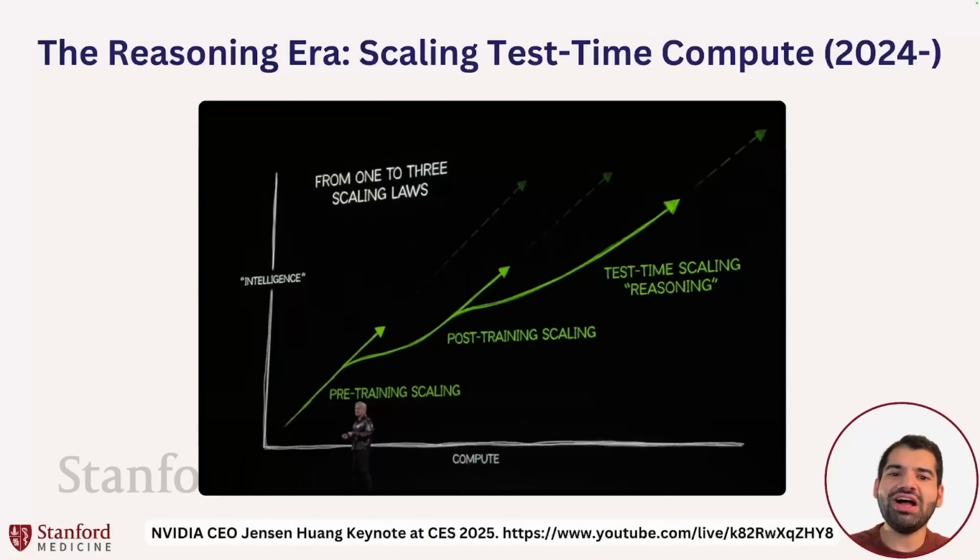So far, we've discussed how LLMs are trained until around September 2024, when a new paradigm shift began. This shift was highlighted during a keynote by NVIDIA CEO Jensen Huang at CES 25 in January 2025. He introduced the idea that the original pre-training scaling law had now expanded into 3 distinct scaling laws.